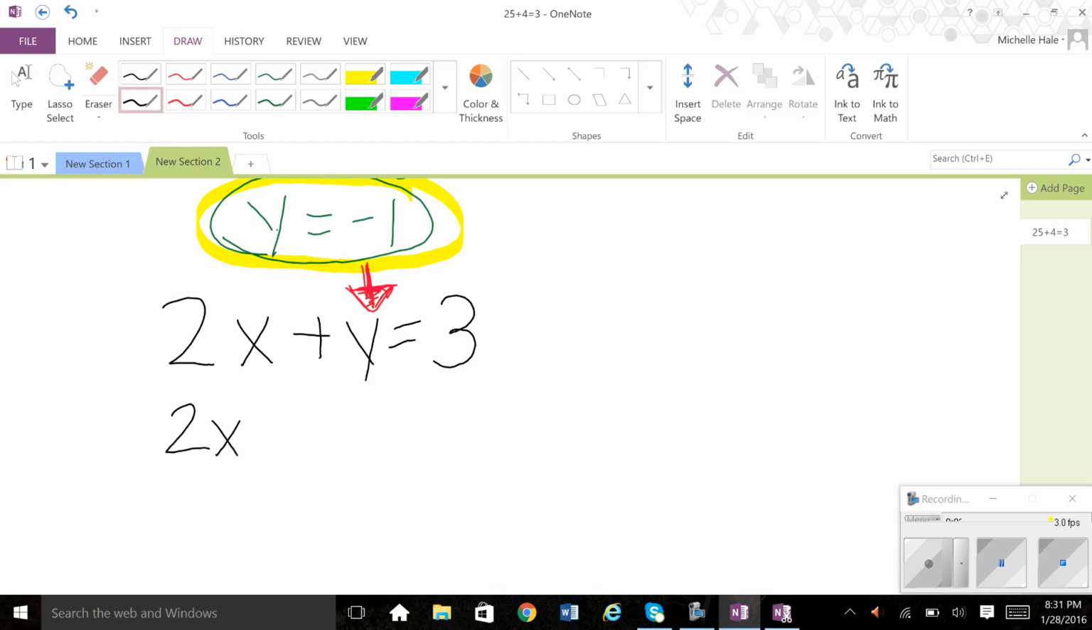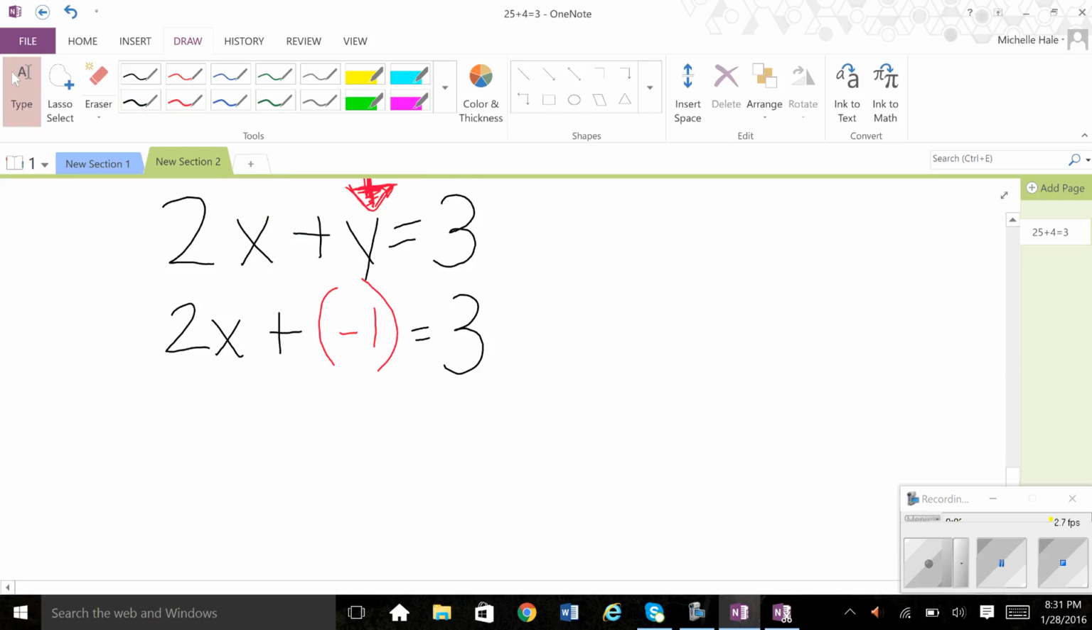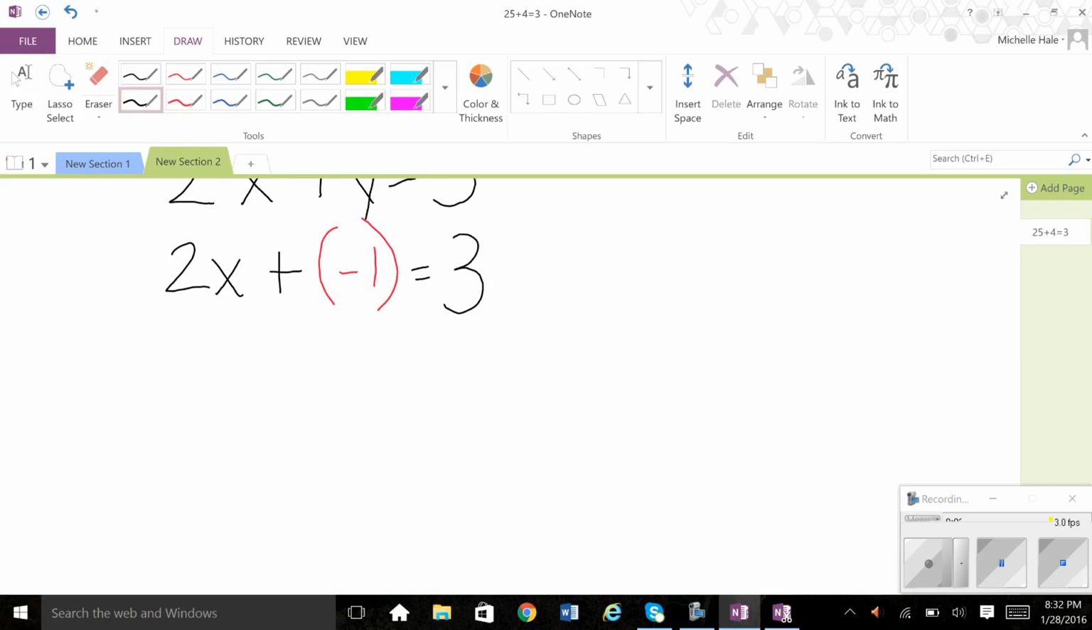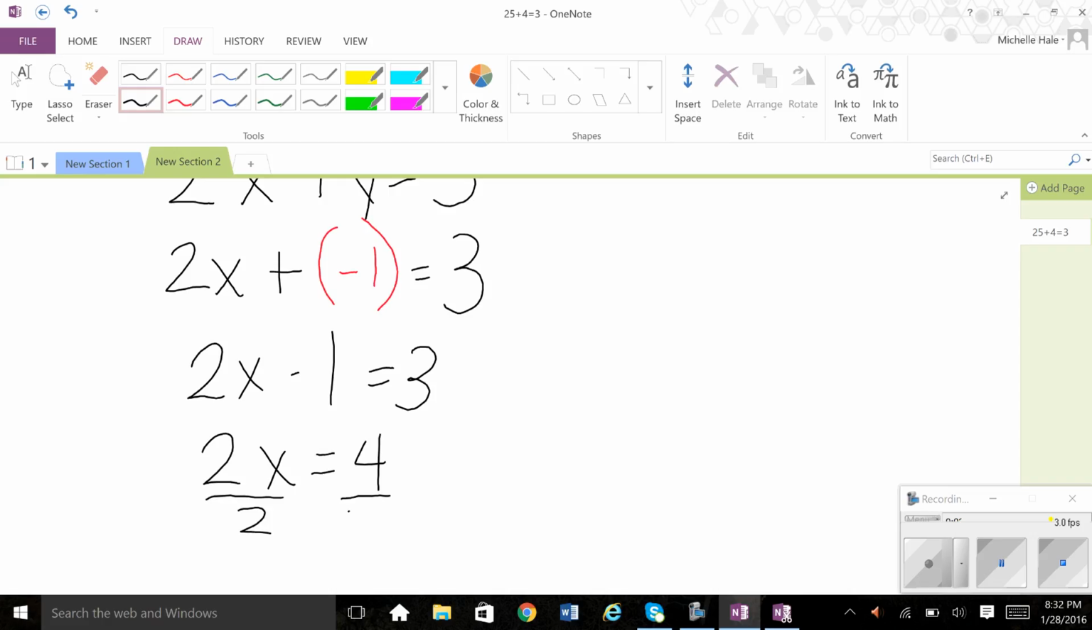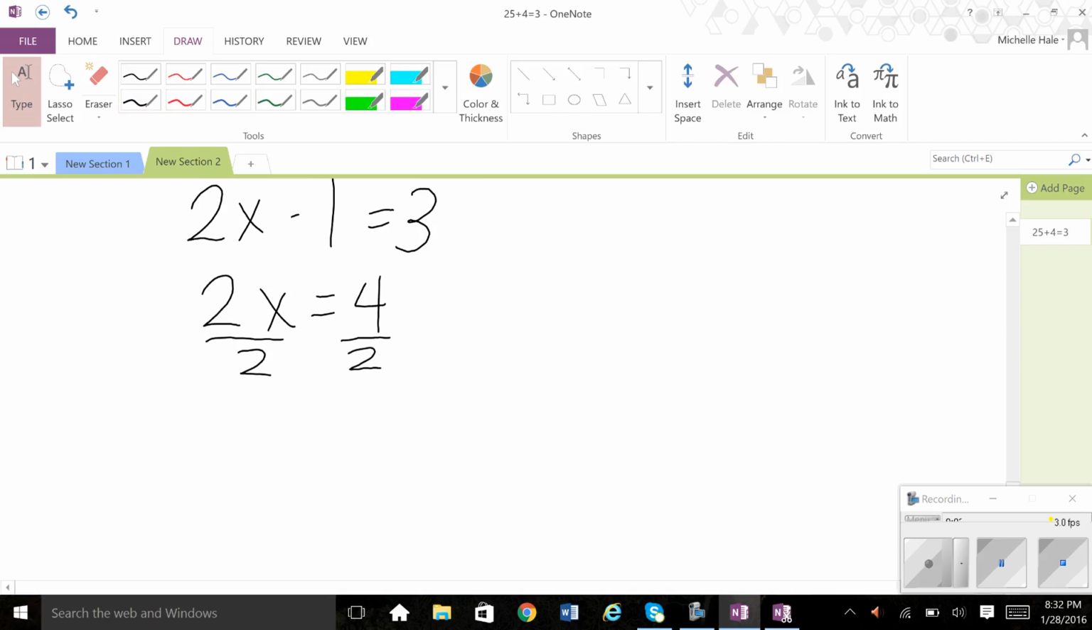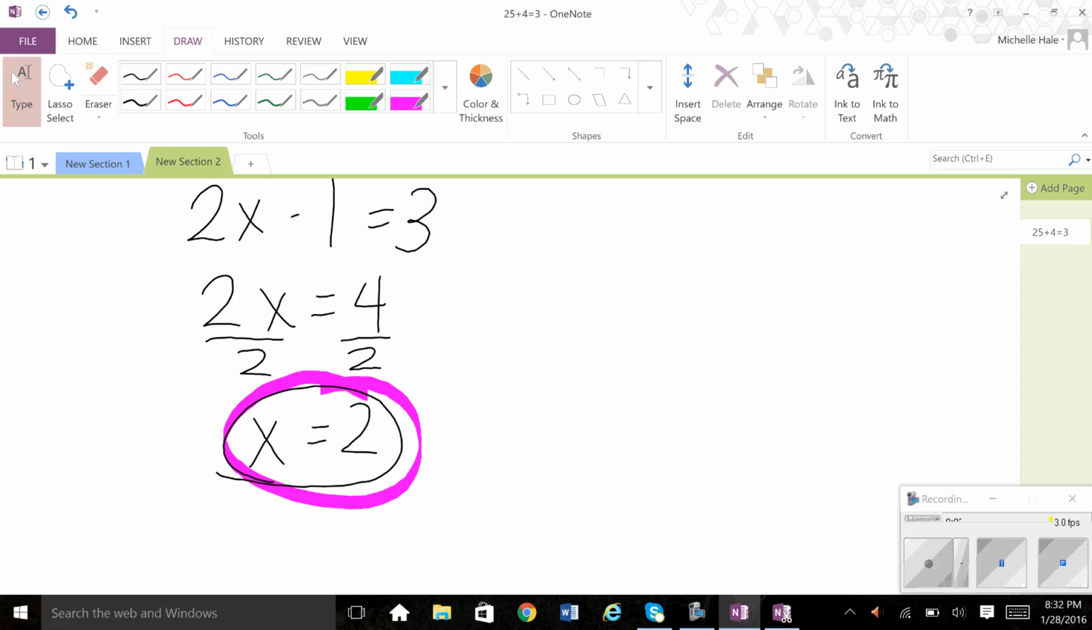So let's do 2x plus negative 1 equals 3. That's the same thing as saying 2x minus 1 equals 3. And then you have a 2x, add 1 to both sides, so you have a 4. And then divide by 2 on both sides. So now you have an x equal to 2. Okay, so now we found that our solution point is 2 and negative 1.